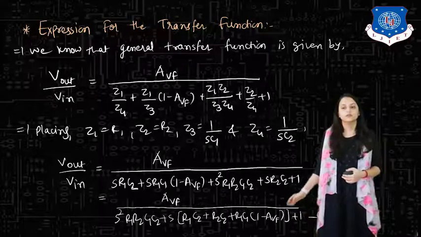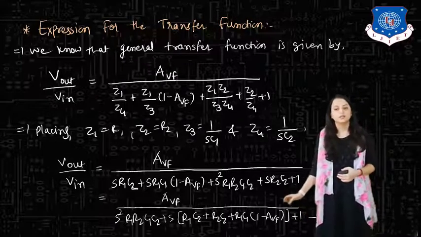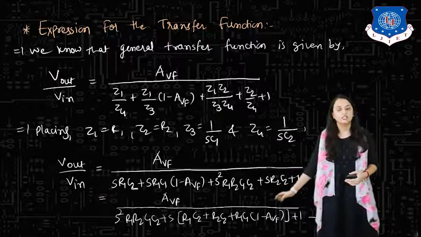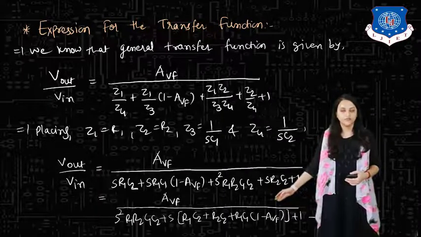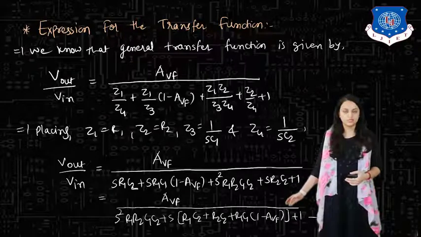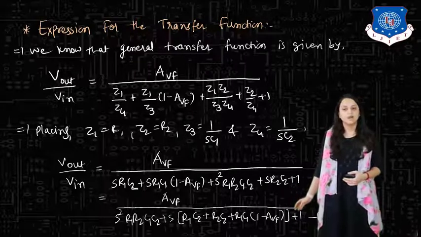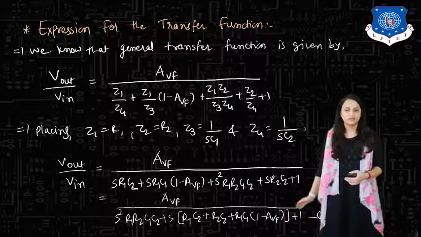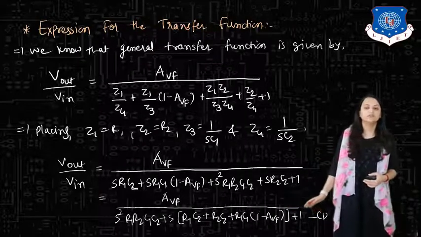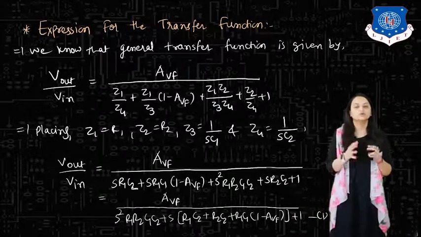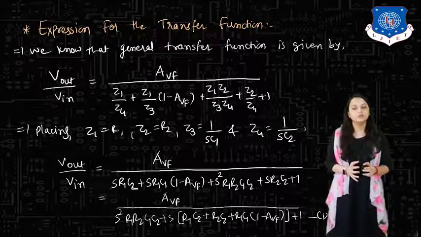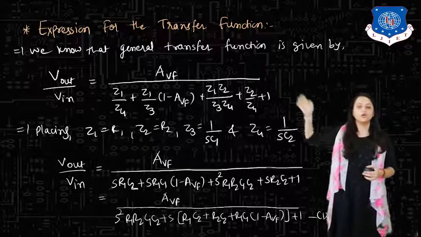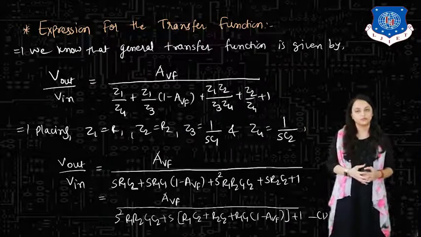Now if we take the term as common and rearrange the equation, we get ABF upon S square R1 R2 C1 C2 plus S into R1 C2 plus R2 C2 plus R1 C1 into 1 minus ABF plus 1. We are giving this equation number 1. So simply we have placed the values for low pass filter components in the generalized transfer function equation of Sallen-Key filter.